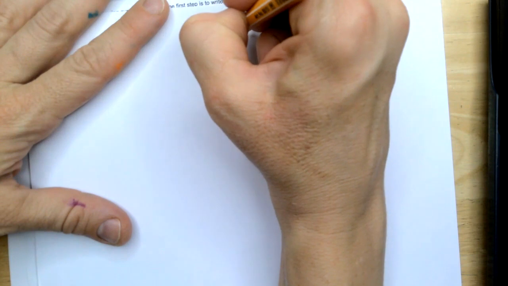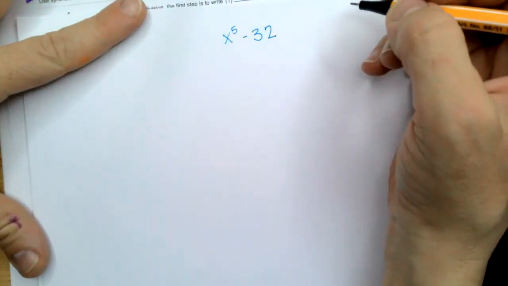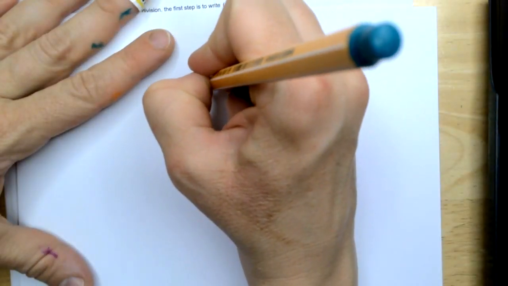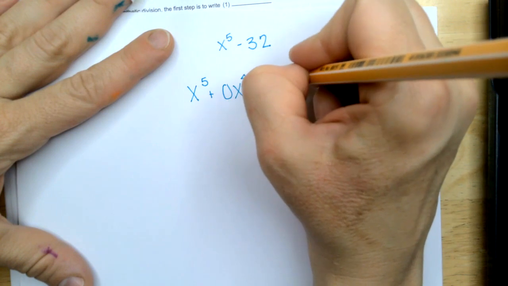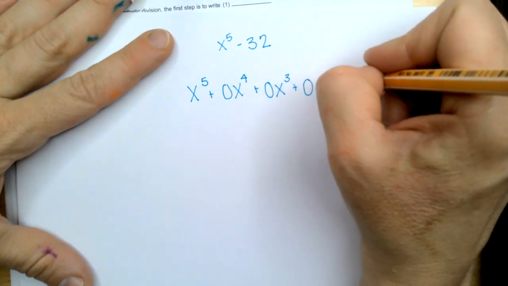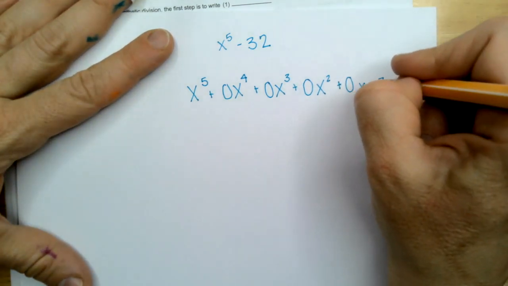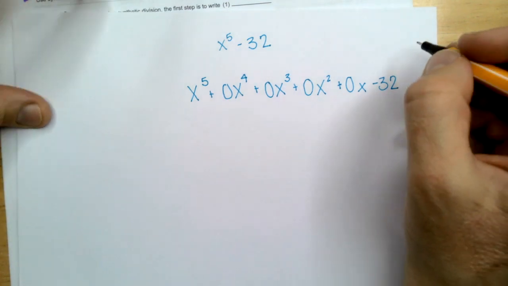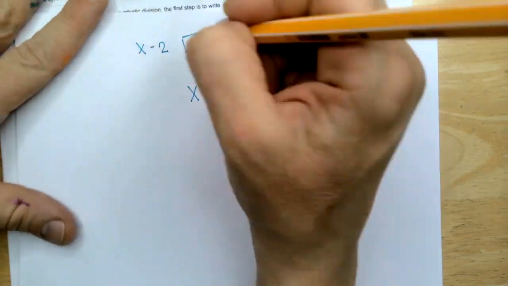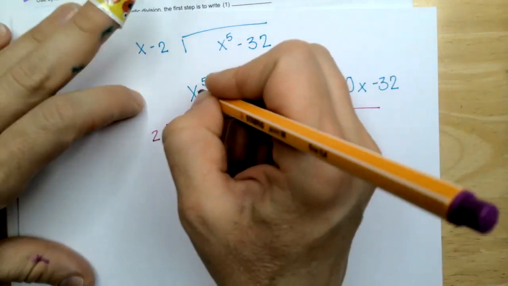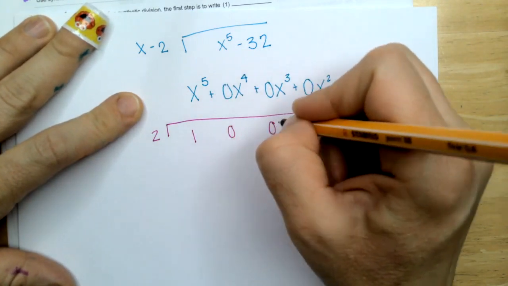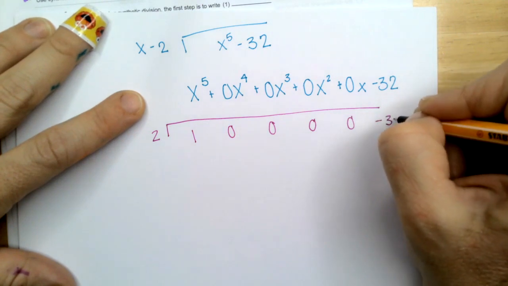Number 7 says, use synthetic division to find the quotient and remainder when x to the fifth minus 32 is divided by x minus 2. X to the fifth minus 32 becomes X to the fifth plus 0 X to the fourth plus 0 X to the third plus 0 X squared plus 0 X minus 32. Okay, and then we're dividing it by X minus 2. So again, the negative 2 becomes a positive 2. We have 1x to the fifth, 0x to the fourth, 0x to the third, 0x squared, 0x, a negative 32.